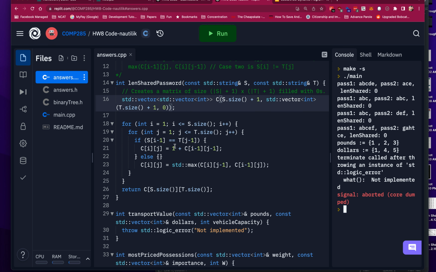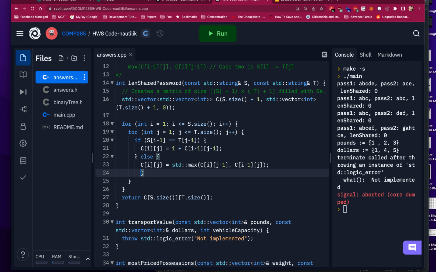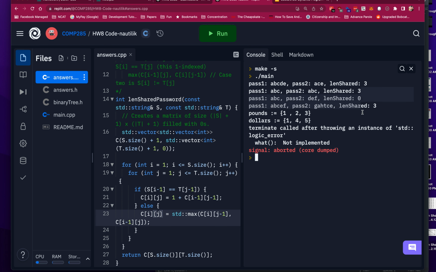So I suspect it's my else case. I don't know if you guys saw this, but I was always executing this, which is wrong. So it actually needs to be the else like that. And c[i][j] is the max of c[i-1][j] and c[i][j-1]. Okay, let's try that. And yes, that was the bug.